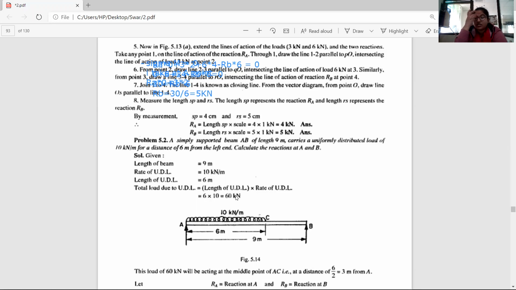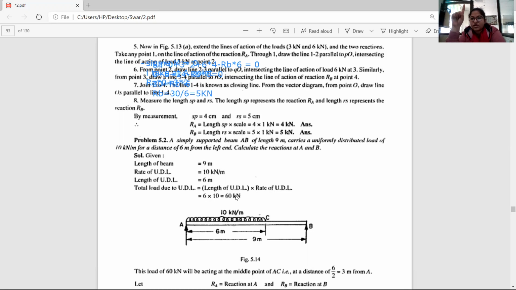Now what is the next process? The next process is the same as we did in problem 1, where we have to consider the three equilibrium reactions. First is sigma H, second is sigma V, third is sigma M. Sigma H says the sum of all the horizontal reactions is equal to 0. Second is sigma V equals to 0, that means the sum of all vertical reactions is equal to 0. Third is moment, sigma M equals to 0, that means the sum of all moments is equal to 0.